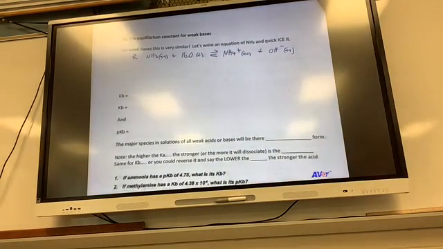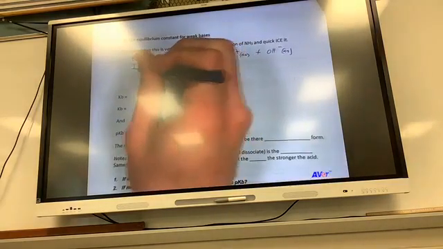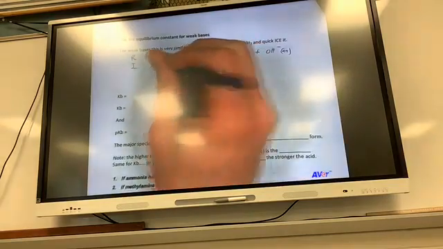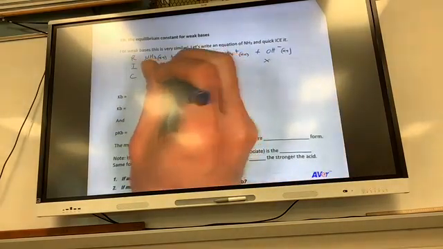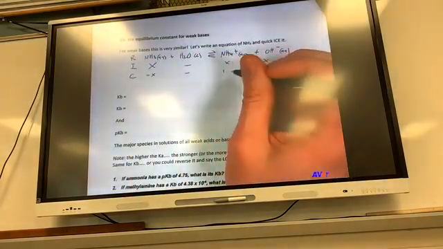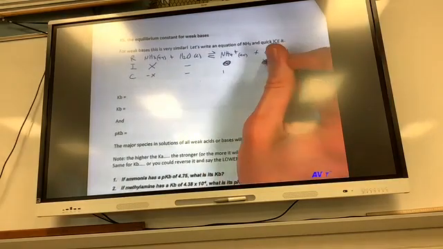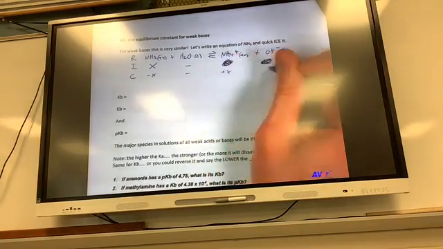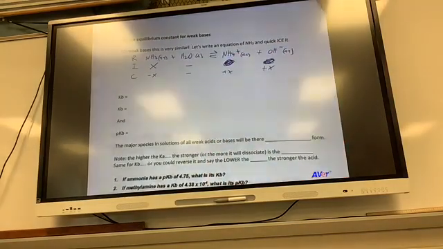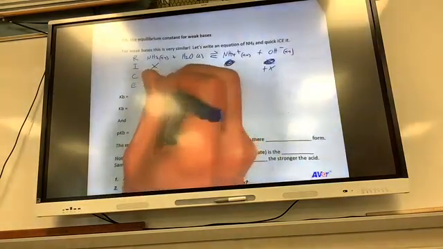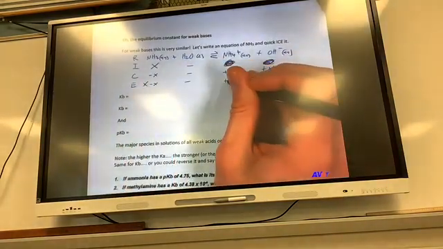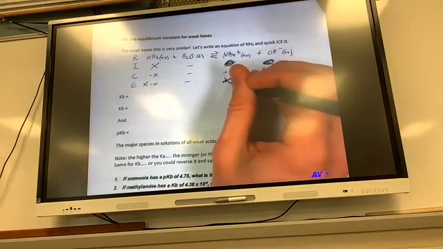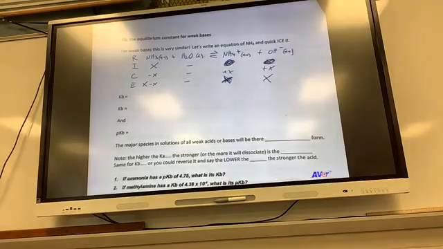And I usually write the base ones out just because I need the OH. So my initial, let's say that is big X, not part of it. Change is going to be minus little x, and the others start at 0, 0. Plus x, plus x. Equilibrium, big X minus little x, because it's easier. I'm just showing that they're different x's.